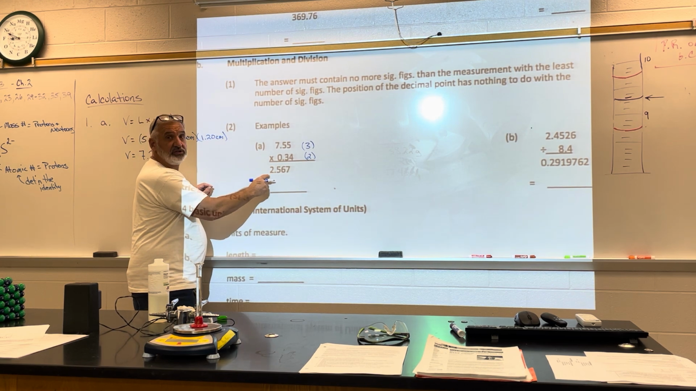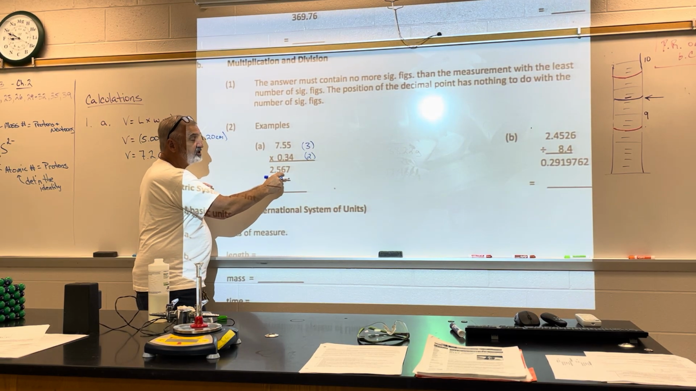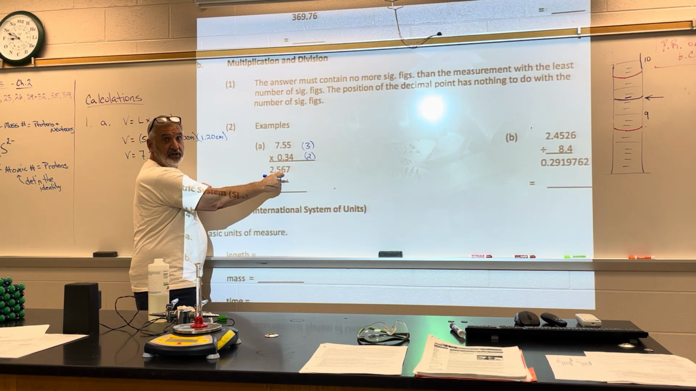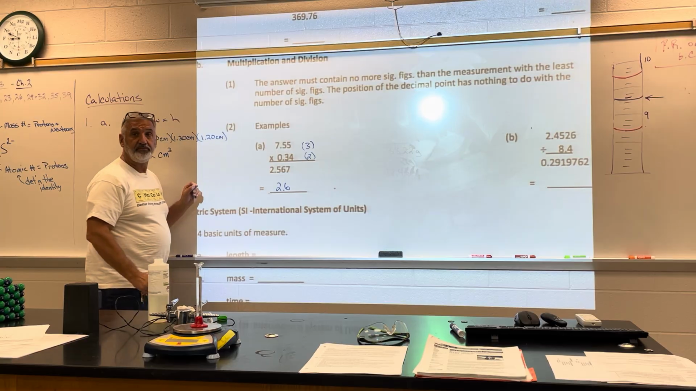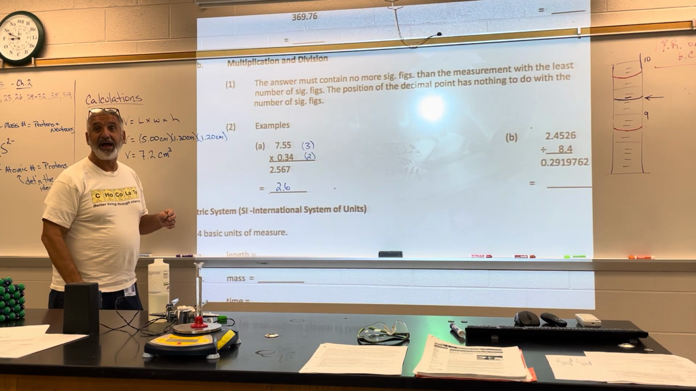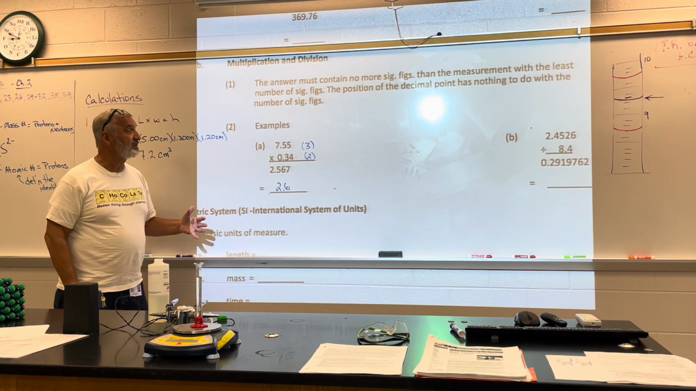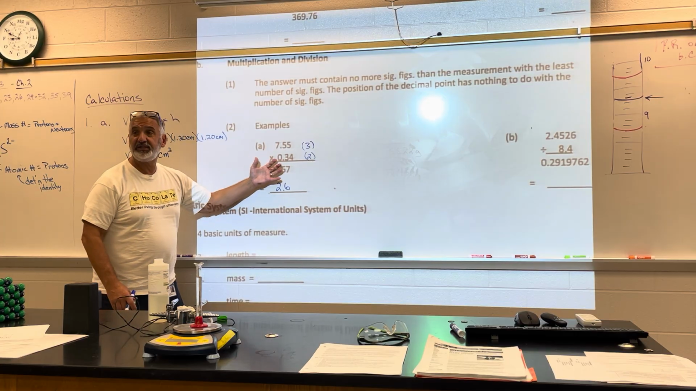What would this be to 2 sig figs? 2.6. You look to the number to the right, since it's 5 or greater, you round up, so we're going to say 2.6. So your answer can only be as accurate as your least accurate. Total sig figs, decimal point doesn't matter.